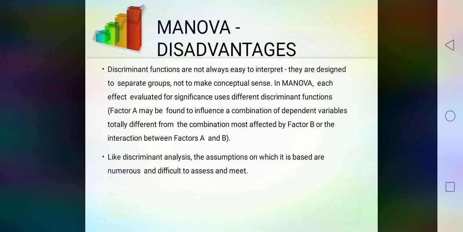What are the disadvantages? Discriminant functions are not always easy to interpret. They are designed to separate groups, not to make conceptual sense. In MANOVA, each effect evaluated for significance uses different discriminant functions. Like discriminant analysis, the assumptions on which it is based are numerous and difficult to assess and meet. If we take two or more variables, they should have a linear relationship. If the dependent variables do not have a linear relationship, then we will not go for MANOVA. It is a side effect of MANOVA.